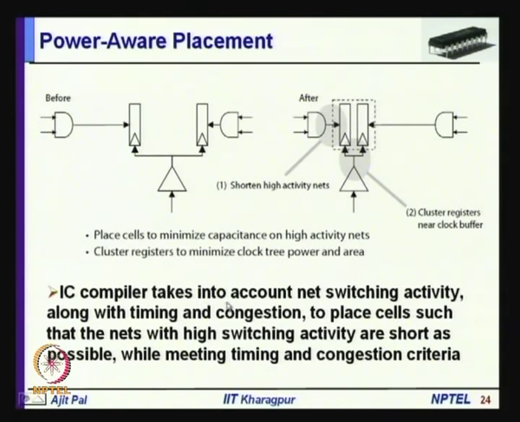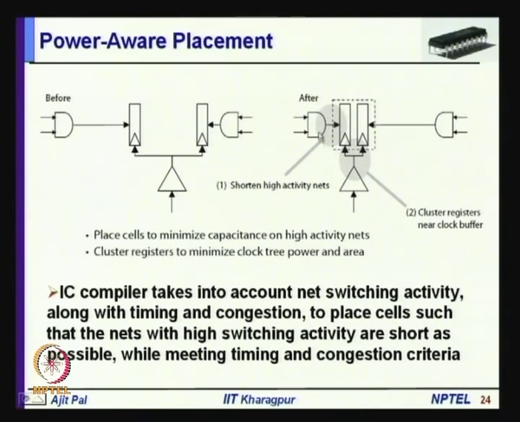this IC compiler takes into account net switching activity along with timing and congestion to place cells such that the nets with high switching activity are as short as possible while meeting timing and congestion criteria. So, you can see this is before, that means, here neither the switching activity nor the congestion has been taken into consideration, but here, for example, this particular net has high switching activity. So, the length of this particular net has been reduced. So, it has shortened the high activity nets.